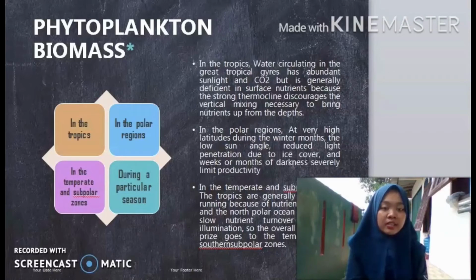In the third, in the temperate and subpolar zone, the tropics are generally out of the running because of nutrient deficiency, and the North Polar Ocean surface has slow nutrient turnover and low illumination, so the overall productivity peaks close to the temperate and southern subpolar zone.